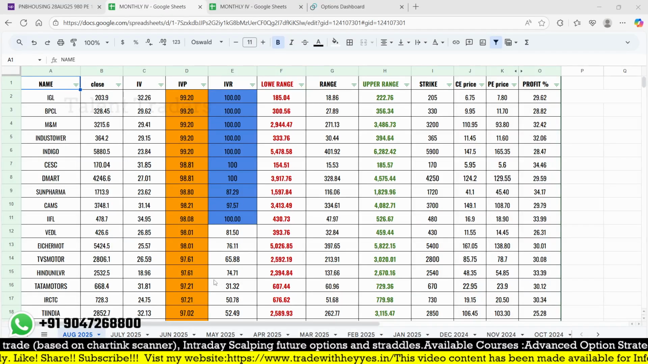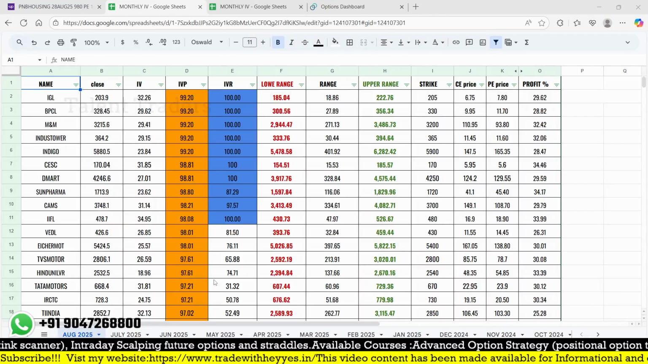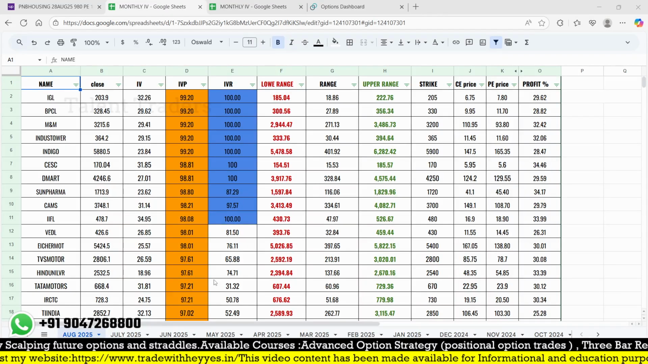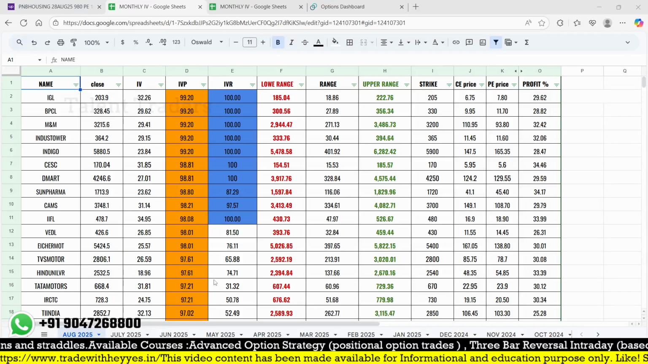If you are following our hedging strategies, you should focus on quality, good liquid stocks from the top of the list. Only there can you focus.